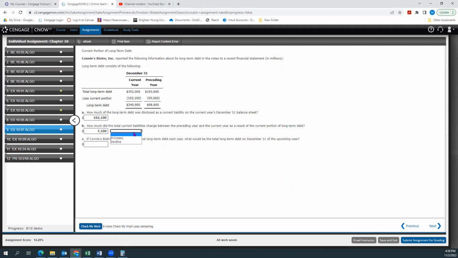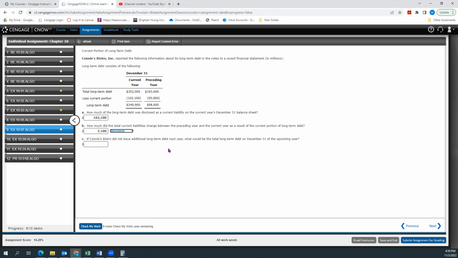And then it's going to ask, is it an increase or a decline? And the answer is, let's see, how much are the total current liabilities? So my total current liabilities in the current year went up, so increased. I know it shows it as a negative there, but that's just so that it can figure out how much is our long-term debt.